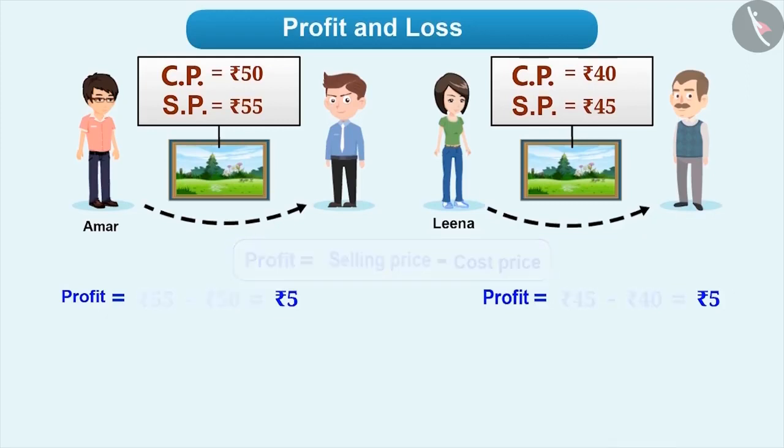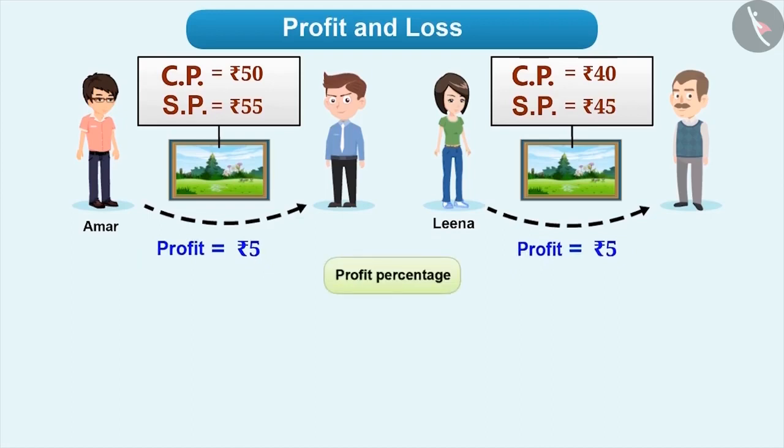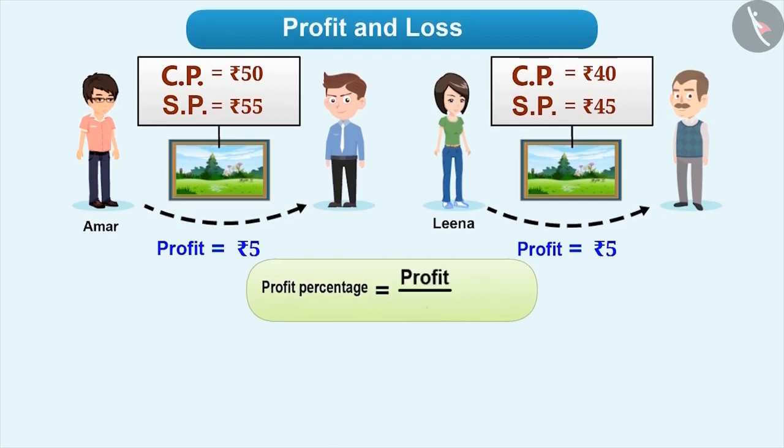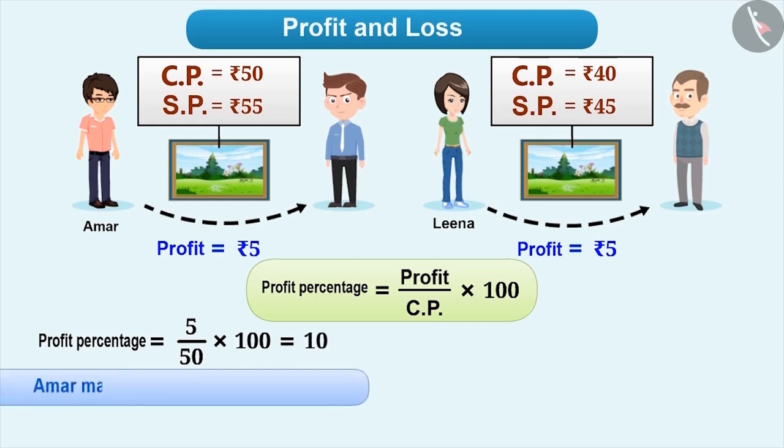One way to do this is to express the profit as a percentage. We know that to represent any fraction in percentage, we multiply it by 100. Therefore, profit percentage is equal to profit by cost price into 100. So profit percentage of Amar is equal to 5 by 50 into 100, which is equal to 10. That means Amar has made 10% profit on the cost price.